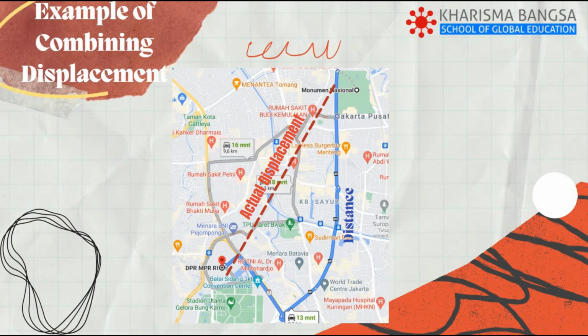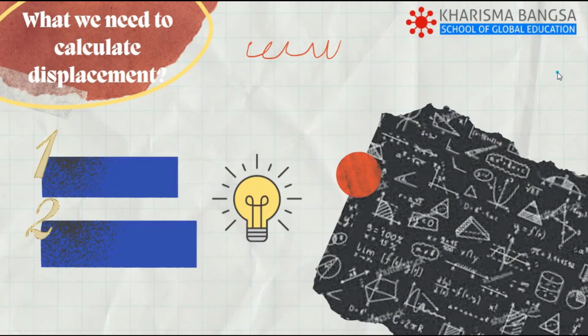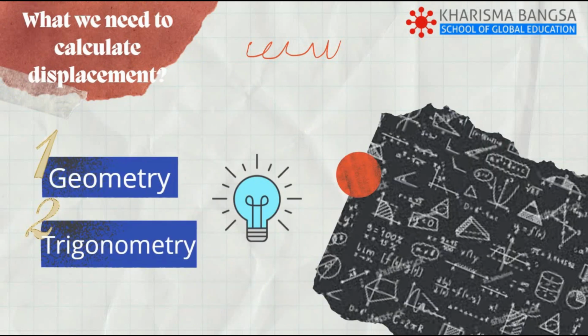But what do we actually need to find the actual displacement if we are provided two or more displacements? We can use two concepts. Those are geometry and trigonometry. So, how do we find the actual or final displacement using those two?